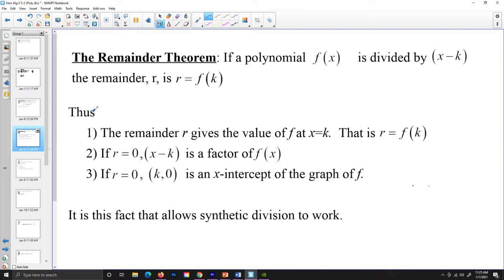From that, we have some conclusions. The remainder r gives the value of f at x equals k. That is, r is equal to f of k. If r equals 0, then we can say x minus k is a factor of f of x. And if r equals 0, then the point (k, 0) must be an x-intercept of the graph of f. It is these facts that allow synthetic division to work for us in a moment.